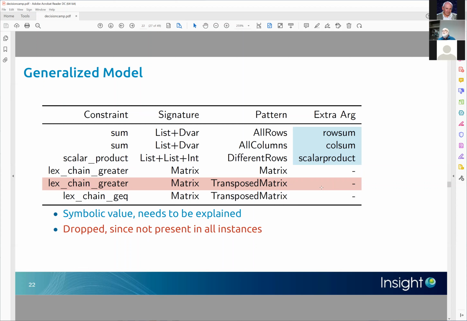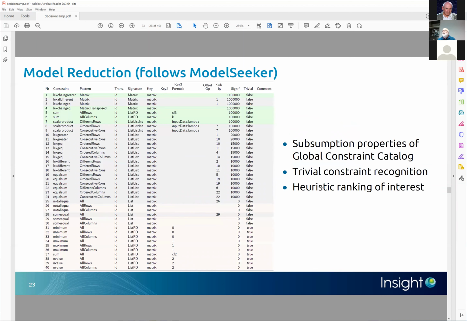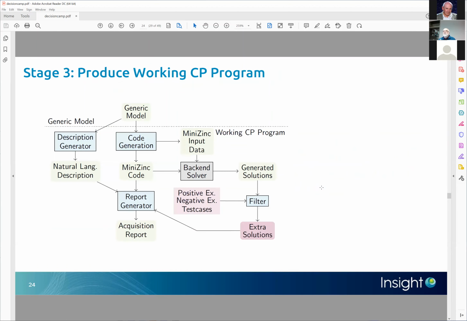And then we have a model reduction step, which says, okay, I'm only interested in interesting constraints, and I'm going to throw away all the constraints that I'm not really interested in. There is a concept there of what are interesting constraints. We produce either MiniZinc or a natural language description, and we can pass that MiniZinc program to a backend solver, so to the MiniZinc system that interfaces to different solvers, and produce new solutions that way. We also produce a report which explains what we are doing so that people can understand why certain constraints are there.